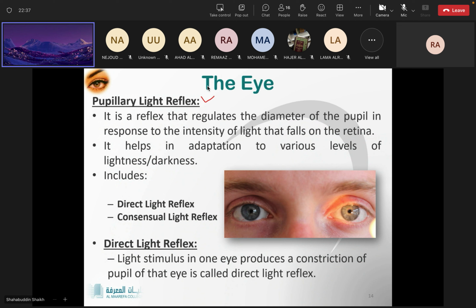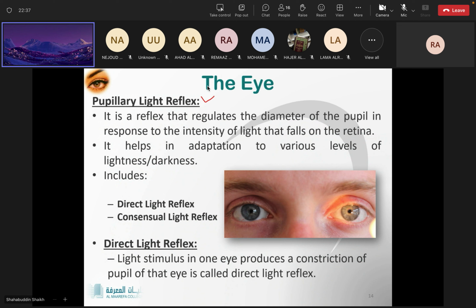Also, the opposite eye will not remain normal. It will also constrict. Even though the light is shining here, this eye will also constrict. This is called the consensual light reflex. Okay. So whenever you shine light in one eye of the patient, both eyes will become constricted. The pupil will become small. The eye in which the light was shining shows the direct light reflex, and the opposite eye shows the consensual light reflex. This is the basic point which you have to remember.